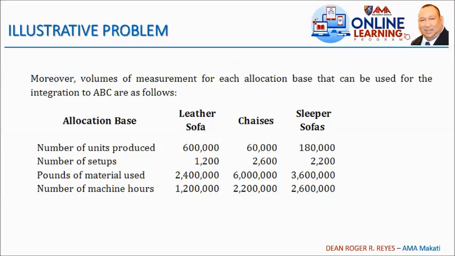In terms of number of setups, 1,200, 26, tsaka 22. Pounds of material use, 2,400,000 para sa leather sofa, 6 million sa chases, 3.6 sa sleeper sofas. And the number of machine hours are given, 1,200,000 for the leather sofa, 2,200,000, and 2.6 million sa sleeper sofas.